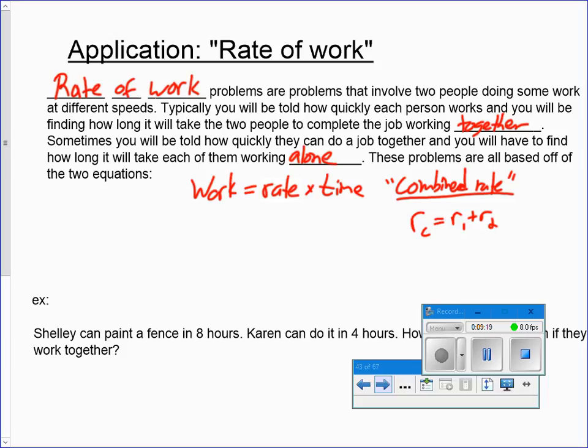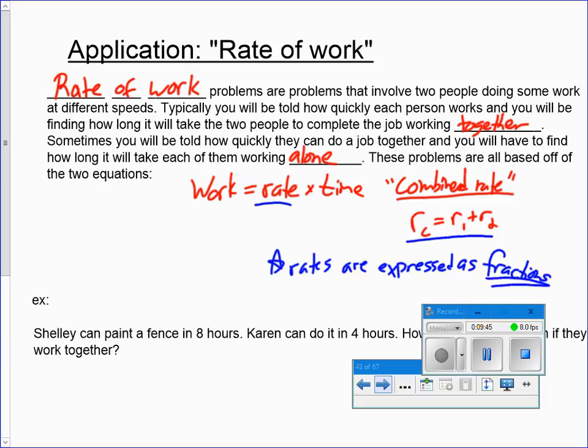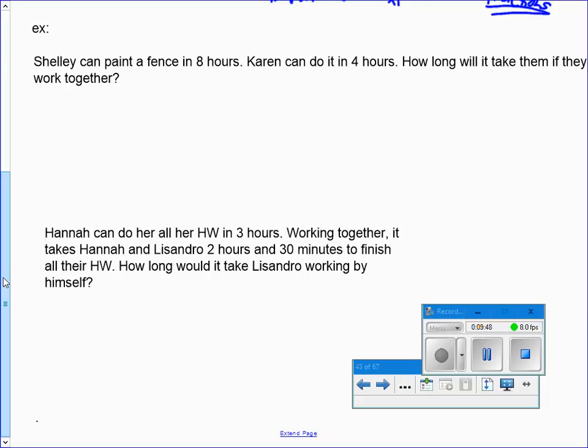So as you're looking at these, you're probably wondering, why is this a rational equation? These don't look like rational equations. Well, the reason they're rational equations is because rates are usually expressed as fractions. And that's where we get into the rational equation. So we'll do one example of each type here, and then you have a chance on the back of this sheet. There's 3 problems. You can try some on your own after that.